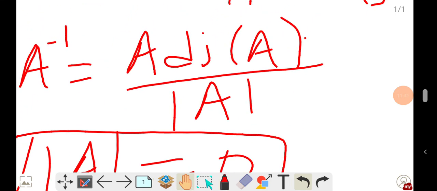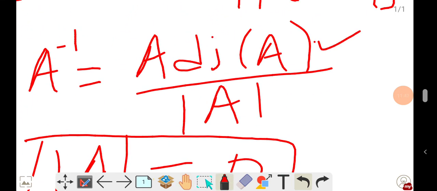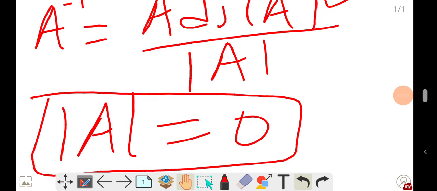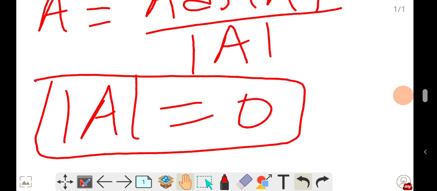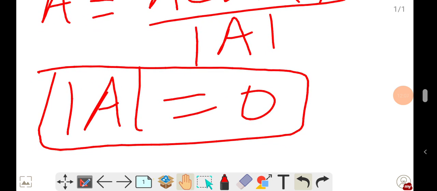And how to find the inverse? First, we need to get the adjoint. The adjoint is time taking because first we have to calculate the minor and then the cofactor. Actually, minor and cofactor are related. And then when you arrive at the cofactor, you need to transpose it to get the adjoint. Then once you have the adjoint, divide by the determinant. But before you start finding the inverse of a given square matrix, first check the determinant. If the determinant becomes 0, no need to waste time because the given matrix will not have any inverse.